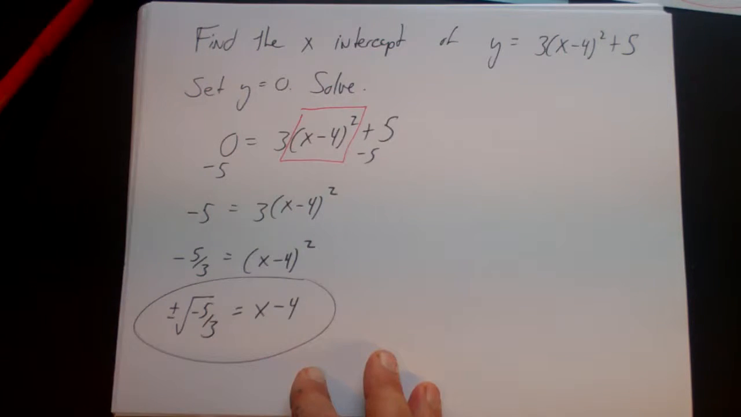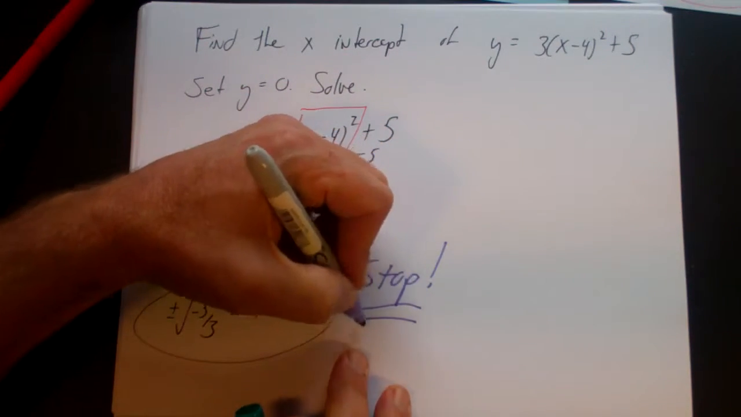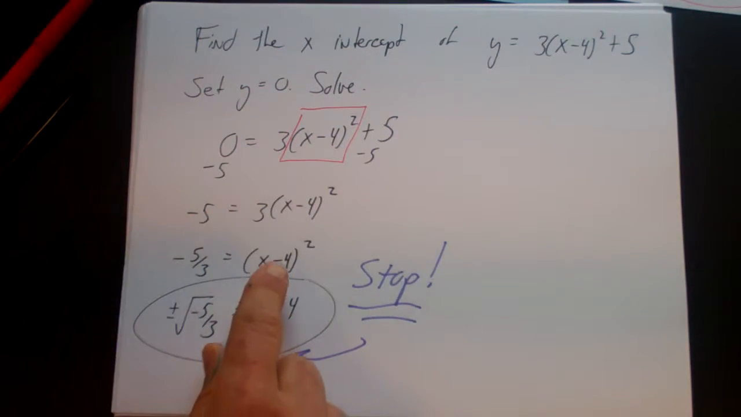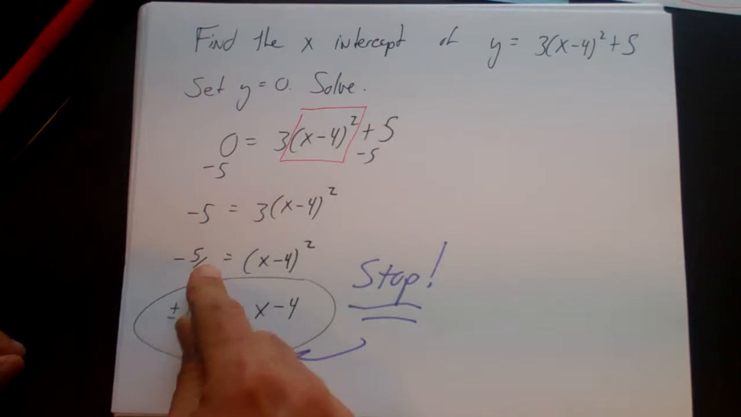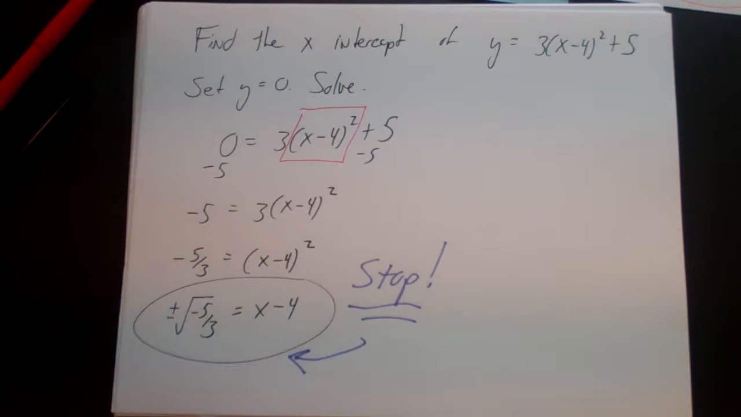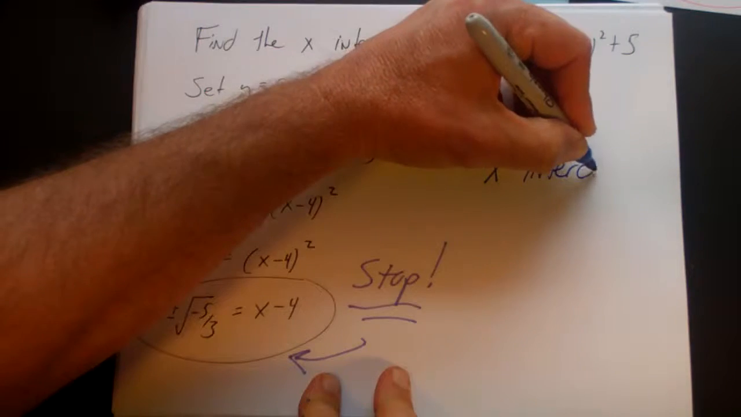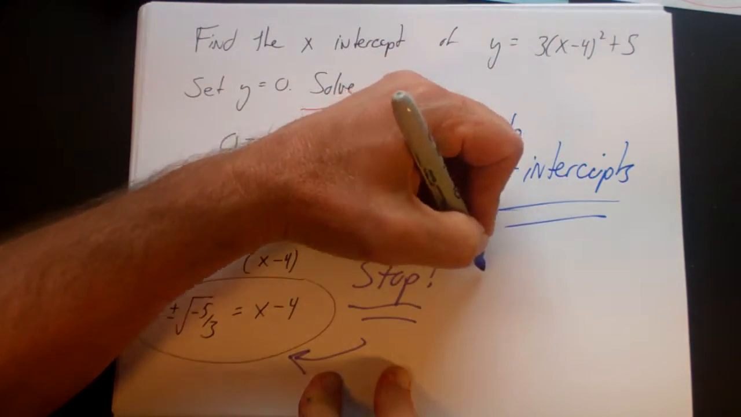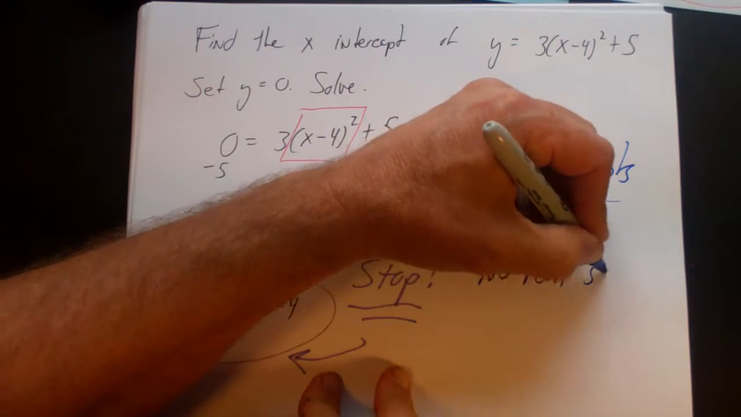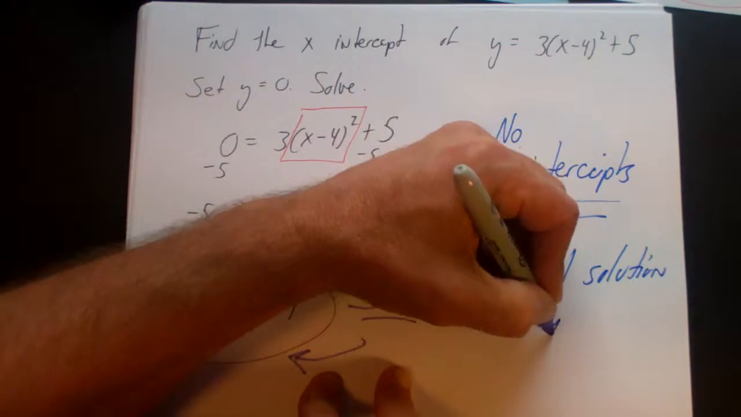Now let's stop right here and think about why we're going to stop. Here we have a square which is equal to a negative number. That's actually impossible. There's no real number which you can square and get a negative number. At times they'll ask you to solve for what are called imaginary solutions, but the key is imaginary solutions are not x-intercepts. So here there are no x-intercepts, which is the same as to say there's no real solution when you set y equals 0.